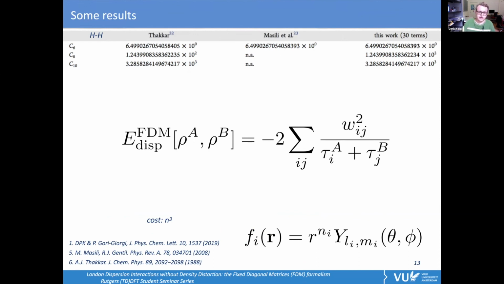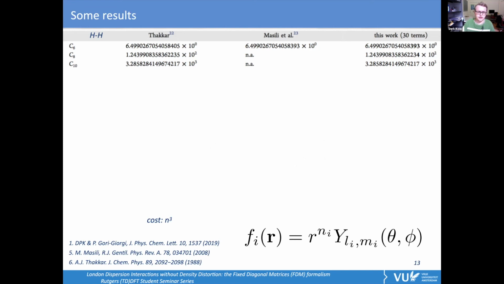So for just hydrogen, I have the results here. These are for C6, C8, and C10, so the first three dispersion coefficients. And we compare to work from Tang in 1988 and to work of Mitroy in 2008, and we find that we can get almost all digits correctly.